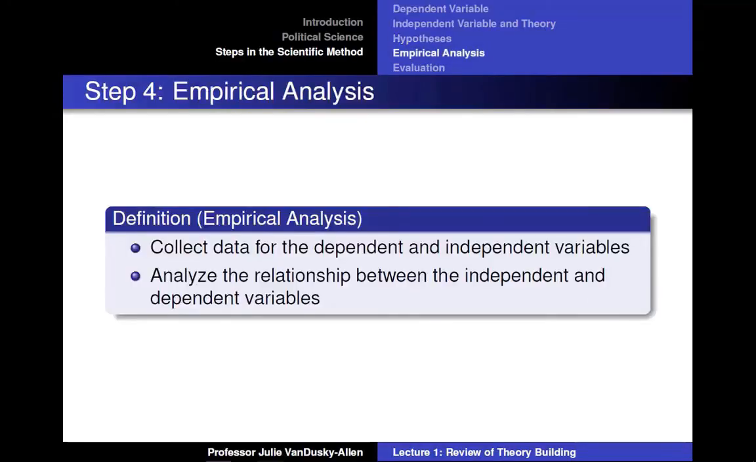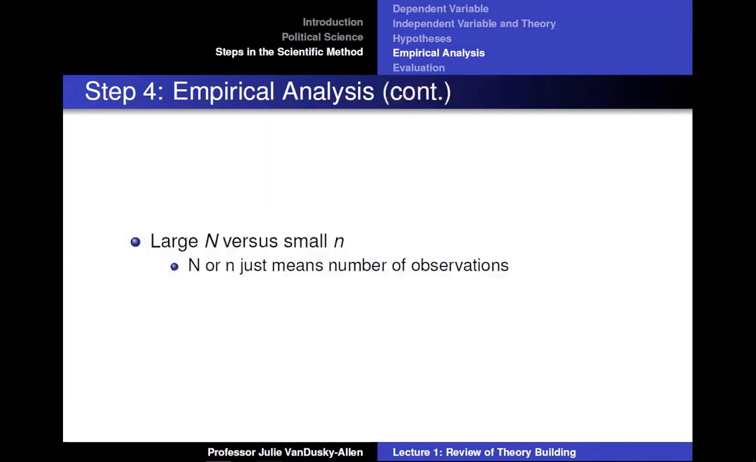The fourth step in the scientific process is the empirical analysis. In this step, we collect data for the dependent and independent variables and then analyze the statistical relationship between the independent and dependent variables. In this class, we will focus on large n empirical analyses, where we collect a large number of observations across many cases to analyze the relationship between our independent and dependent variables.